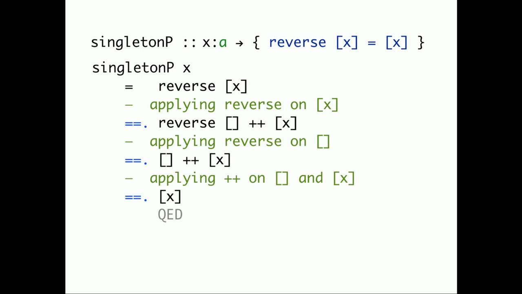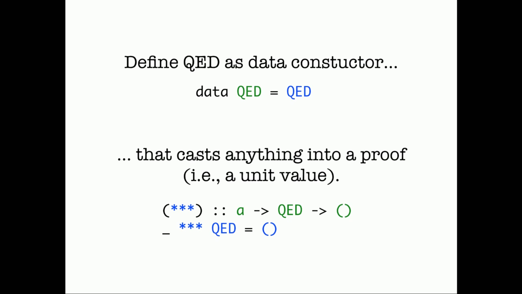And then I just need to go and close my proof. So I have this QED operator over here. How do I encode that? So I just define a data type. I name it QED, and it has one data constructor, QED. And I define this function, star, that takes anything that you want and a QED and returns a unit, because in LiquidHaskell/Haskell, all my proofs have type unit.